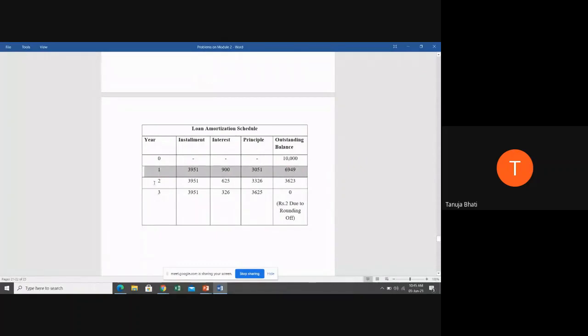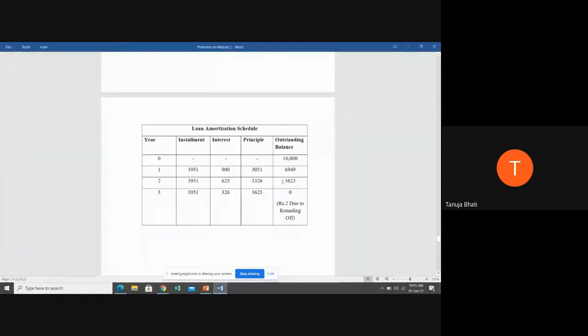Now the year two calculation. Already, these two were solved at the start of the solution for all the years. Now we have to come to interest. Interest for the second year is always calculated again on the outstanding balance of the previous year. So what is the outstanding balance? It is 6949 into 9%. So 9% is how much? 625. Now from 3951, if I remove 625, what will be the remaining principal amount? My remaining principal amount is 3326.